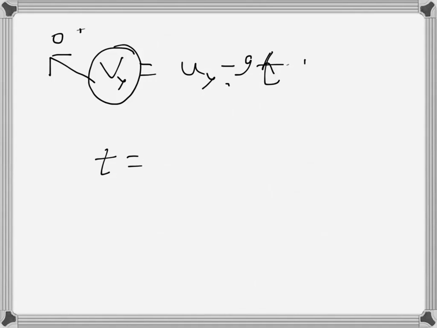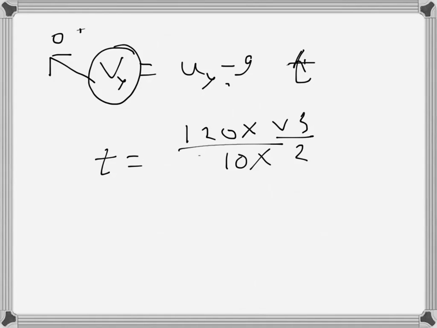So if we solve this equation for t, t will be the time taken to reach the maximum height. So this is 120 times root 3 over 2, divided by 10. So basically it is 6 root 3 seconds. That is the time taken to reach the maximum height.